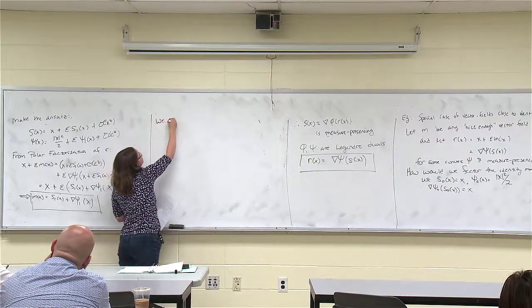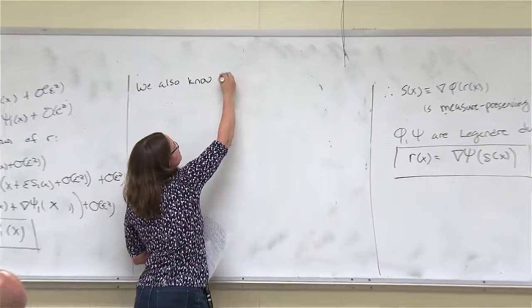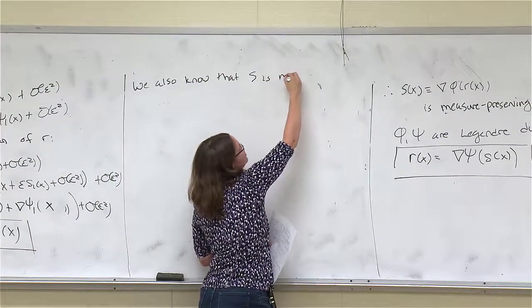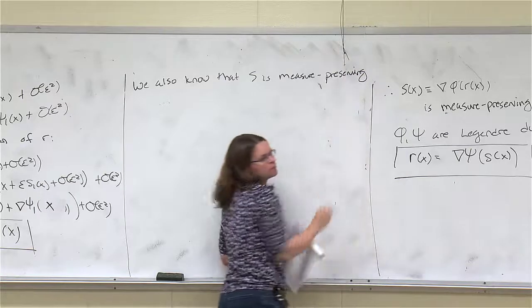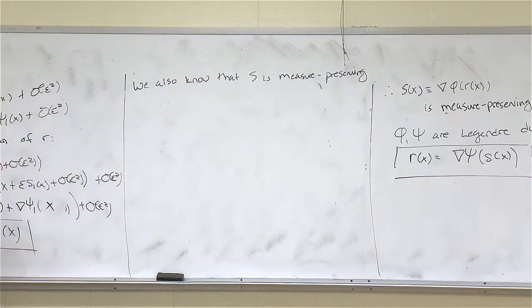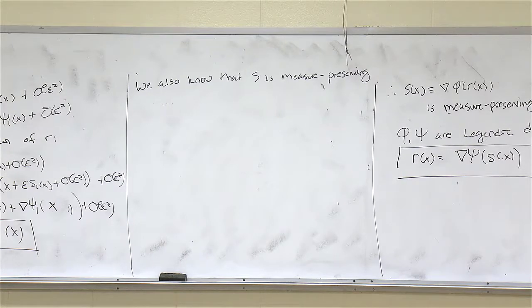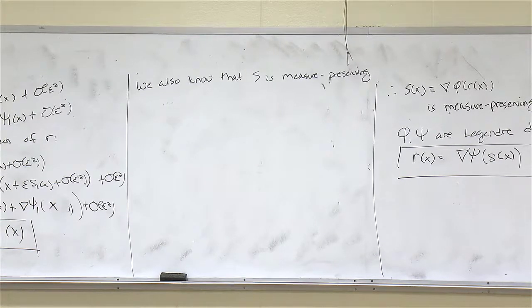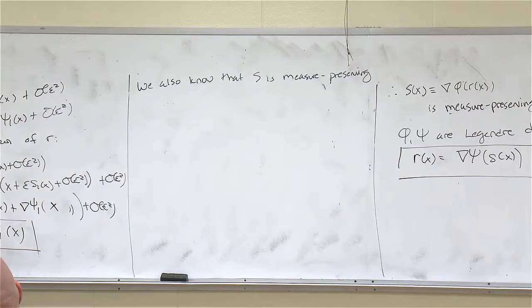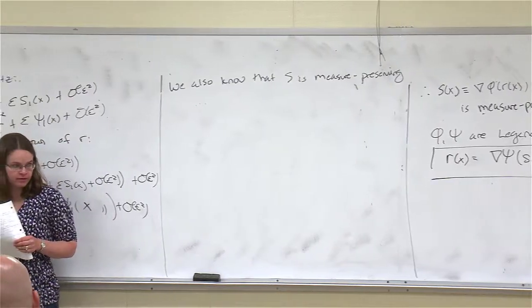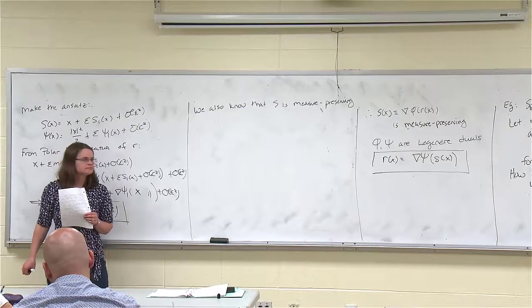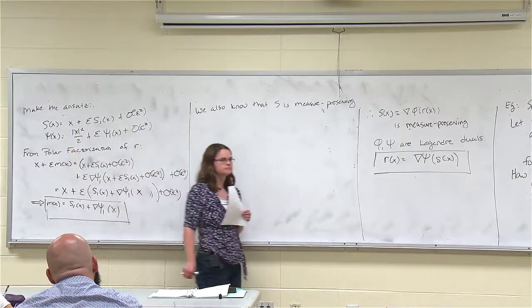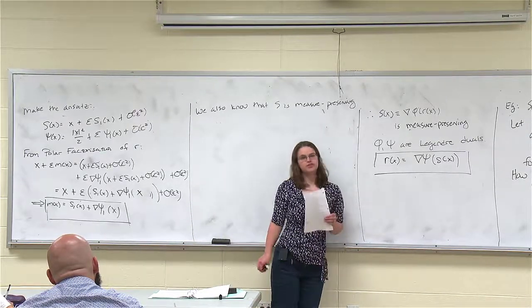Okay, so we also know that S is measure preserving. Assuming everything's nice enough, what's a simple way of characterizing a measure-preserving rearrangement or change of variables, if you will? The determinant of the Jacobian is 1, right?